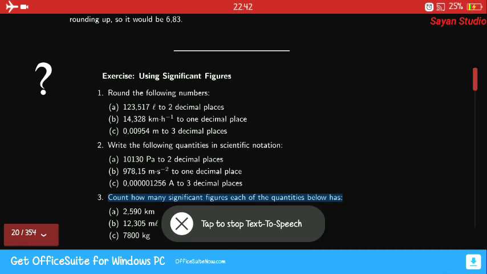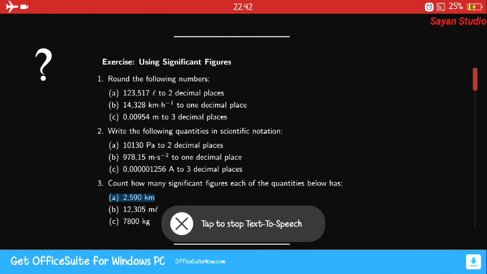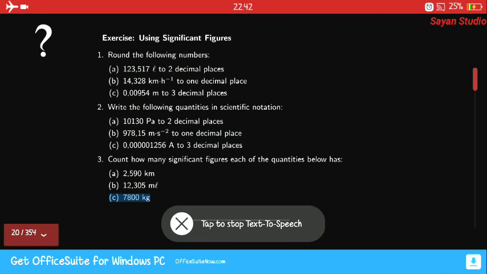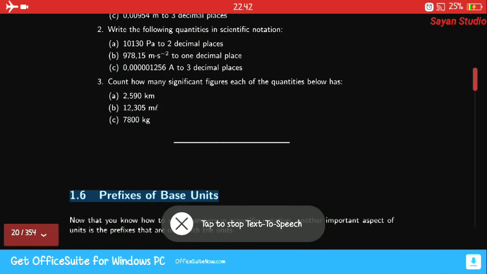3. Count how many significant figures each of the quantities below has. A. 2,590 kilometers. B. 12,305 meters. C. 7,800 kilograms.